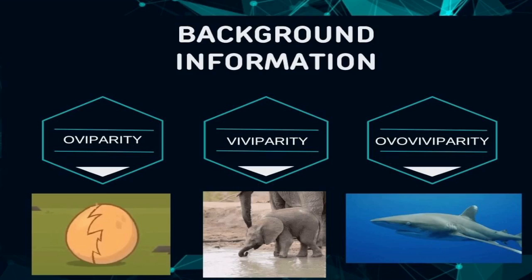Now just imagine something which is showing both the instances, oviparity as well as viviparity. Then we call it ovoviviparity. What does that mean? Ovoviviparity means the phenomenon is a combined aspect of the first part, that is oviparity, that says release of eggs, and the second part, that is giving birth to the young one.